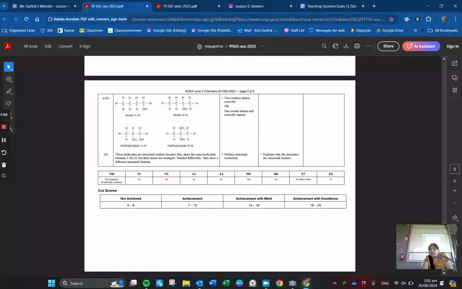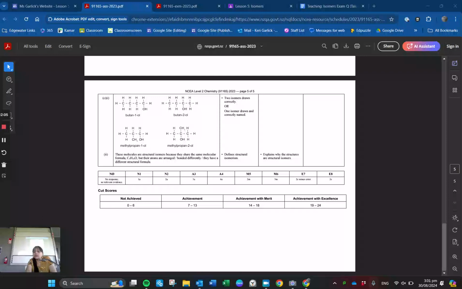It's that one. Let me zoom up. Where is the zooming? Oh, that's fine. You know why I can't see it? It's because I'm covering it.